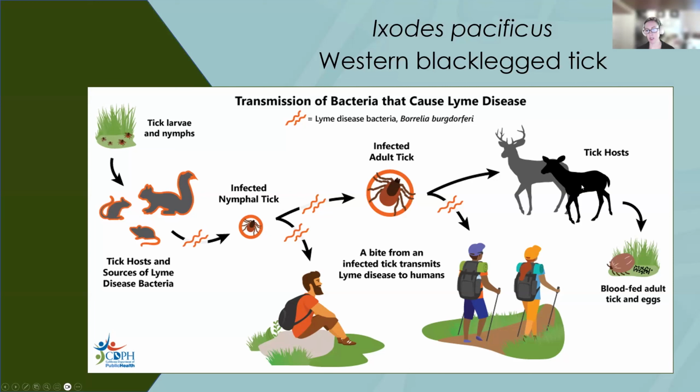If it bites a mammal like a deer or a rodent, it can also pass on the pathogen and maintain that cycle in nature for future ticks to pick up and transmit to people. After an adult tick has fed, it will drop off the host where it will mate and then lay eggs in the grass or leaf litter and start the cycle again.